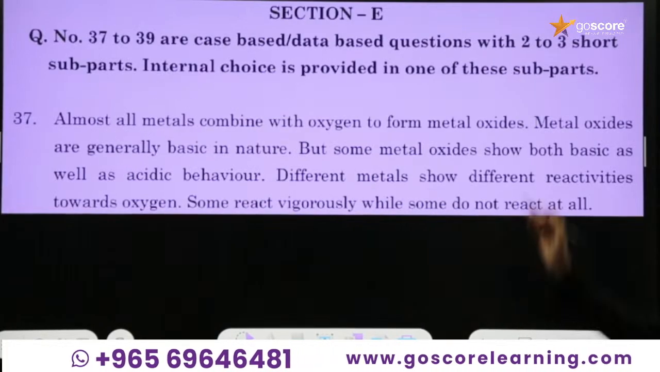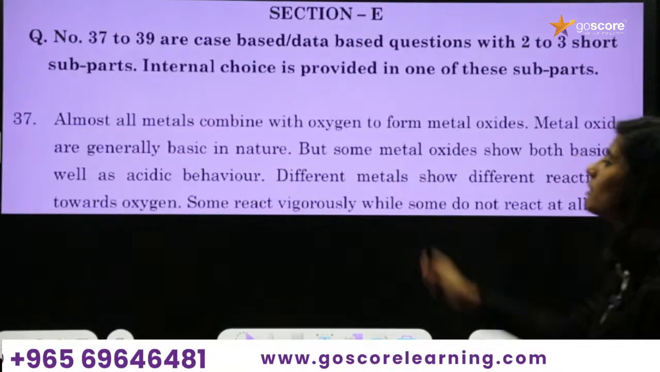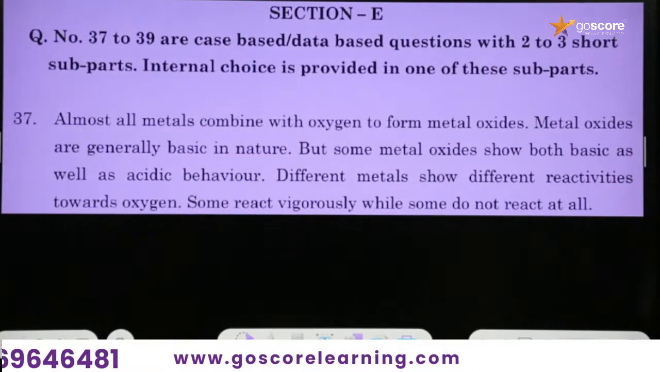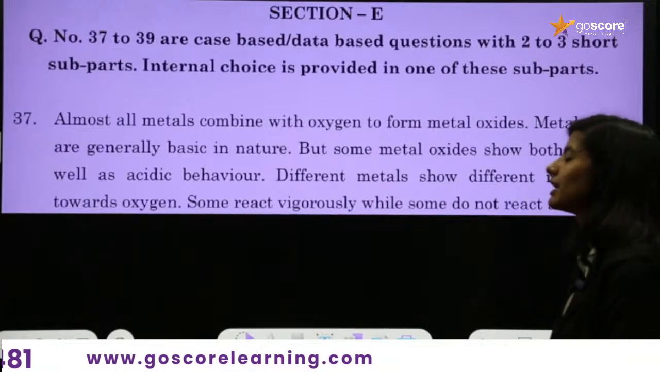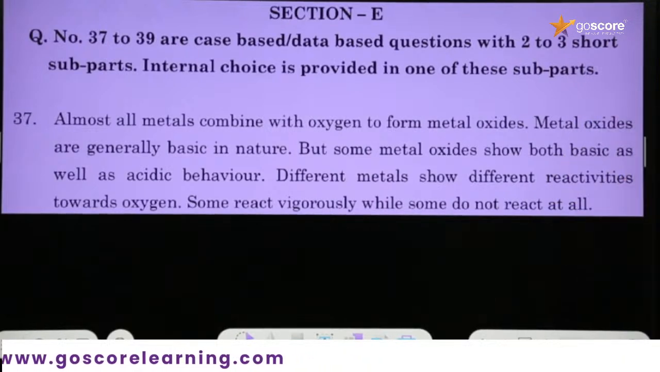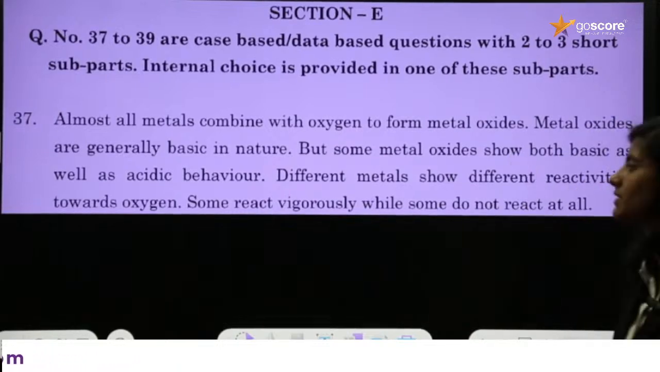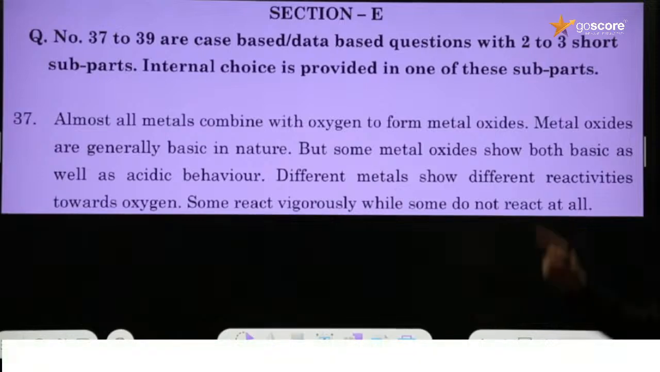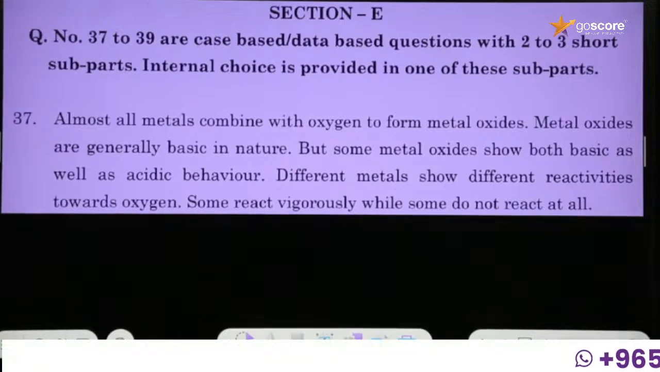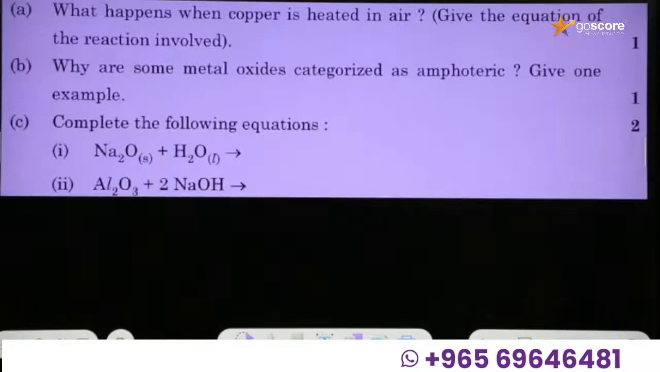Getting into section E. Almost all metals combine with oxygen to form metal oxides. Metal oxides are generally basic in nature. Some metal oxides show both basic and acidic behavior. They are called amphoteric oxides. Different metals show different reactivity towards oxygen. Some react vigorously while some do not react at all. This is just the passage given, and the questions are here.